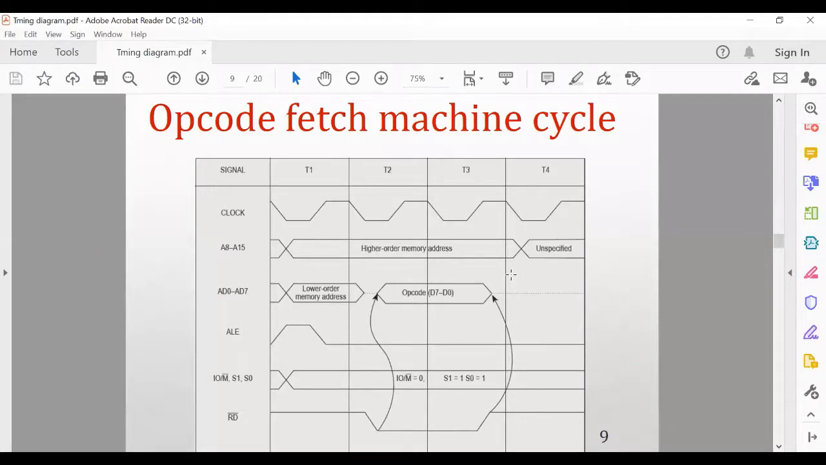Now it is ready for decoding and execution purpose, and that's why this dotted line is there and the address line is unspecified, because at that time for decoding and execution purpose no address and data bus is required. It is already stored somewhere else. Okay, that's why these are unspecified and this is used in dotted line. Clear?